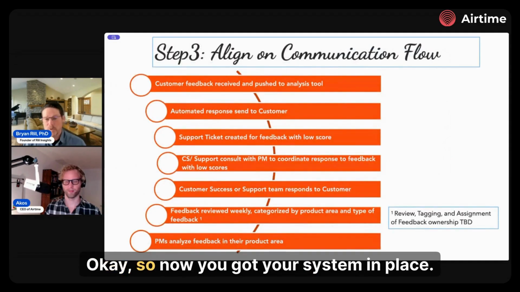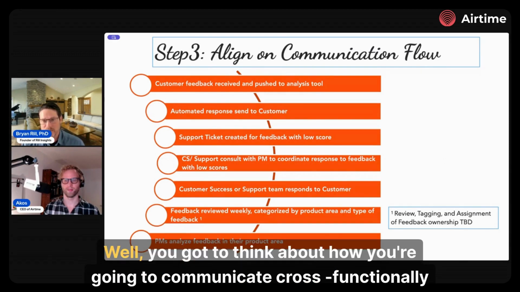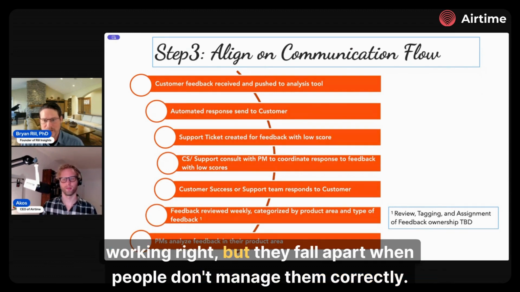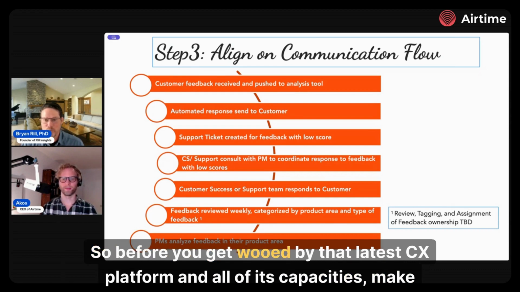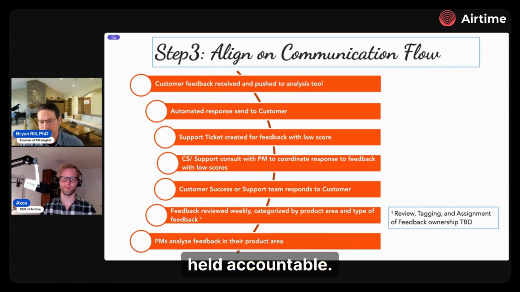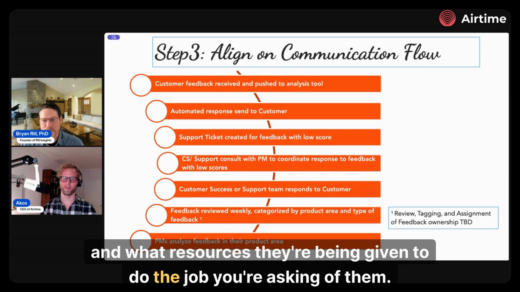Okay, so now you've got your system in place. Well, that's great. What are you going to do next? Well, you've got to think about how you're going to communicate cross-functionally within your organization. Because CX systems are beautiful things when they're working right, but they fall apart when people don't manage them correctly. So before you get wooed by that latest CX platform and all of its capabilities, make sure that you're internally aligning on who's going to do what, how they will be held accountable, and what resources they're being given to do the job you're asking of them.